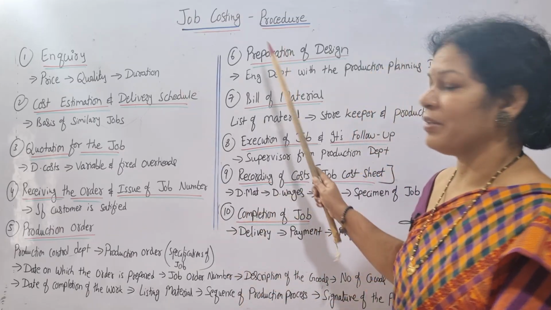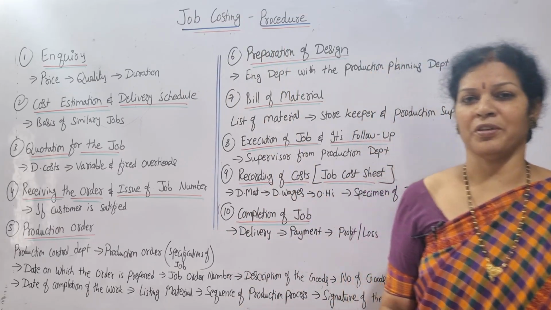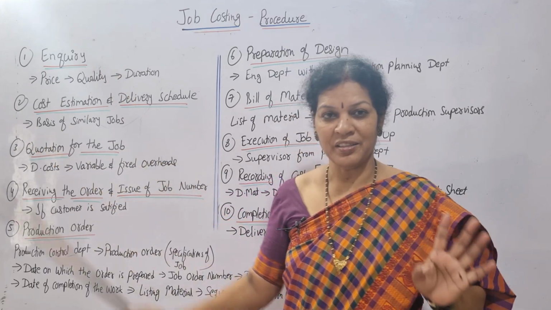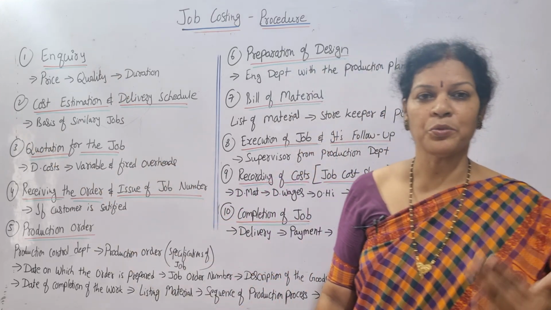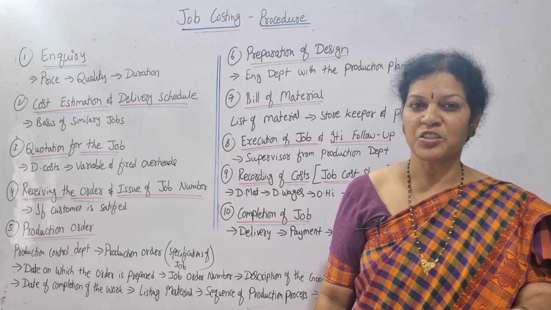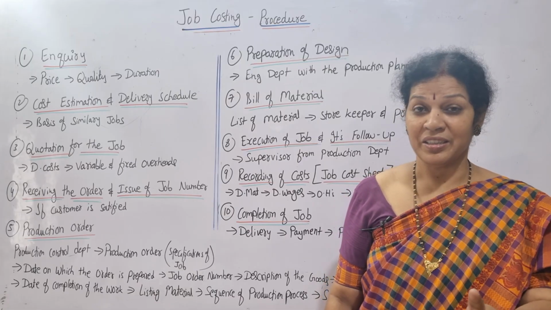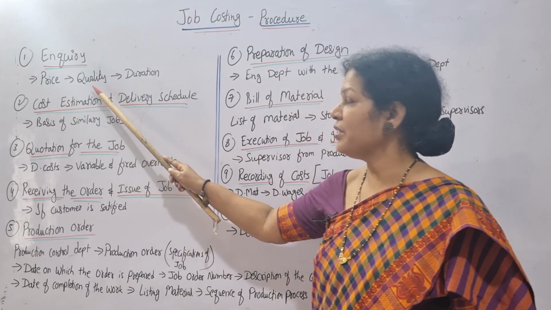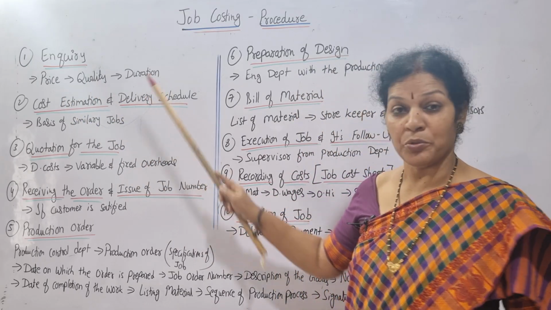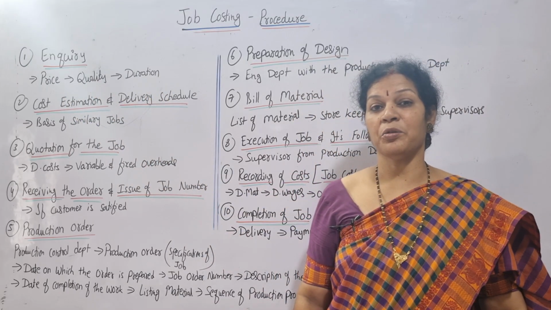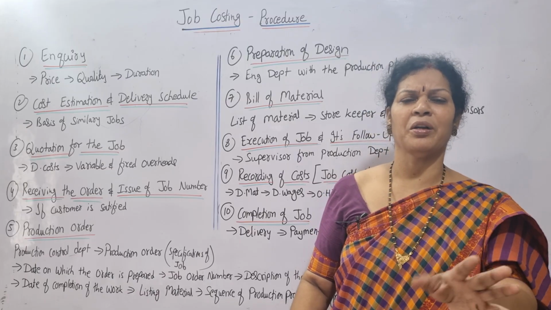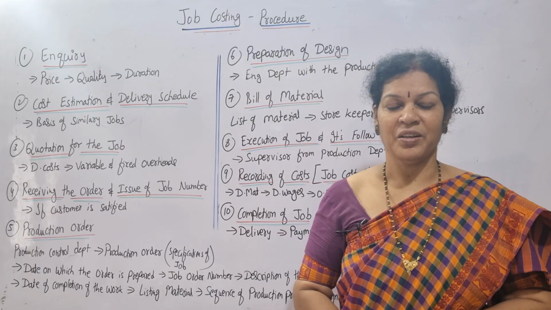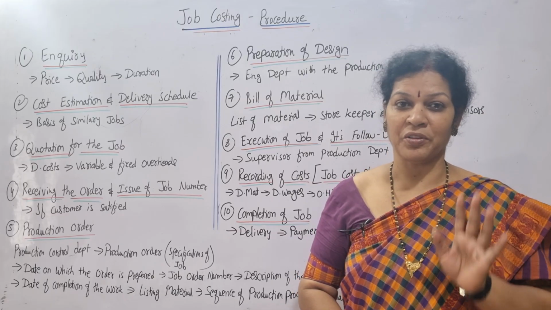What are those steps? First, how do you start this job cost? We'll start with the first step, that is inquiry. Who has to do the inquiry? The customer has to do the inquiry: is this company reliable, what is the price and quality of the product, and also the duration, how much time they take to deliver the product, etc. Whatever doubts he has, he has to inquire. Once he inquires, this step is over.